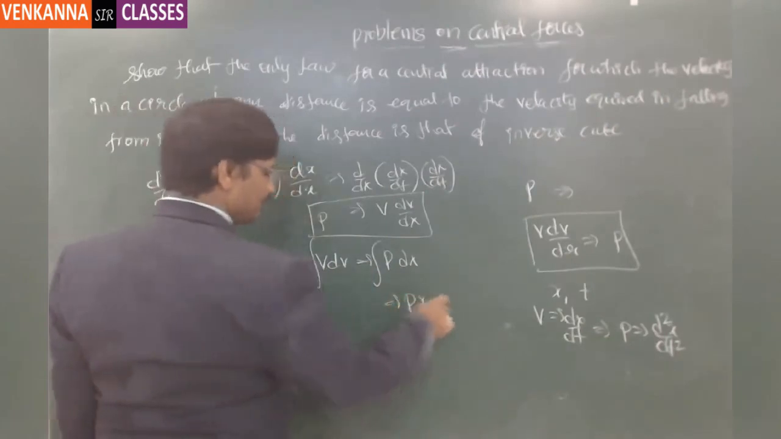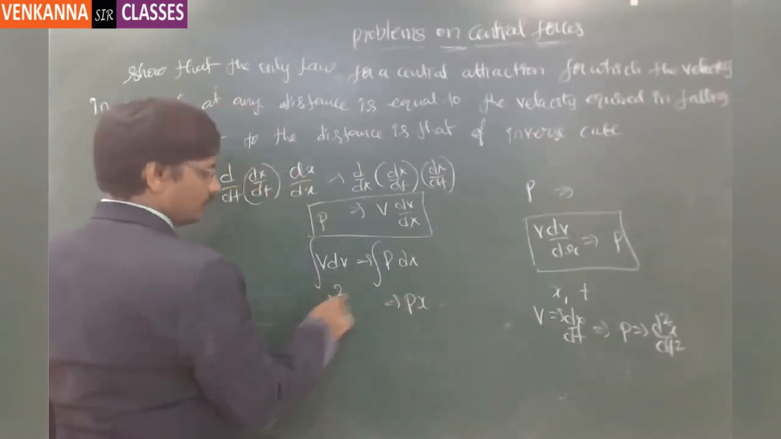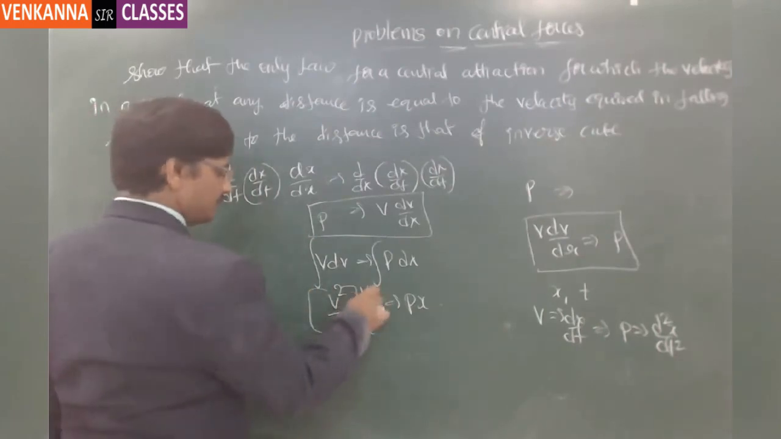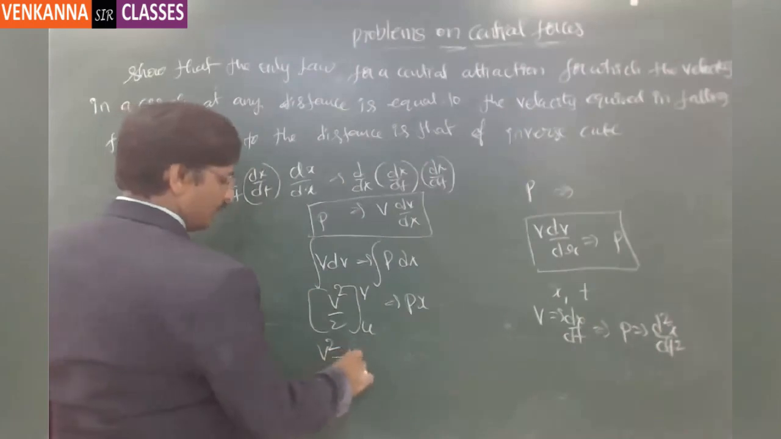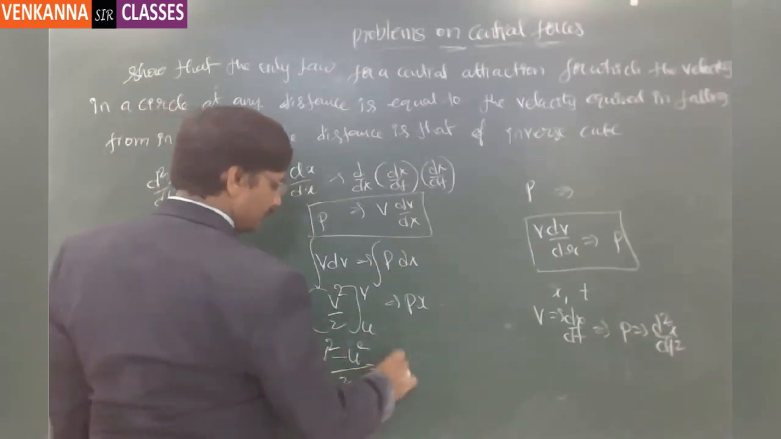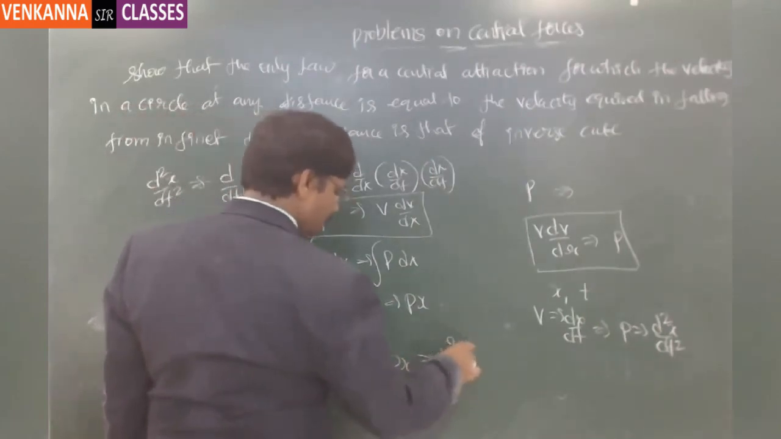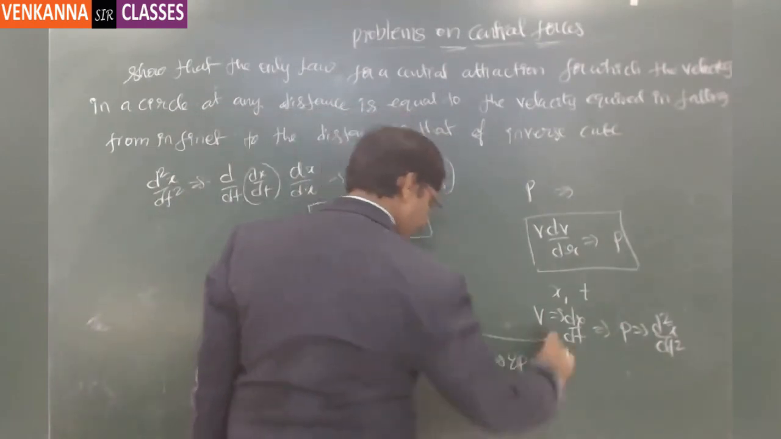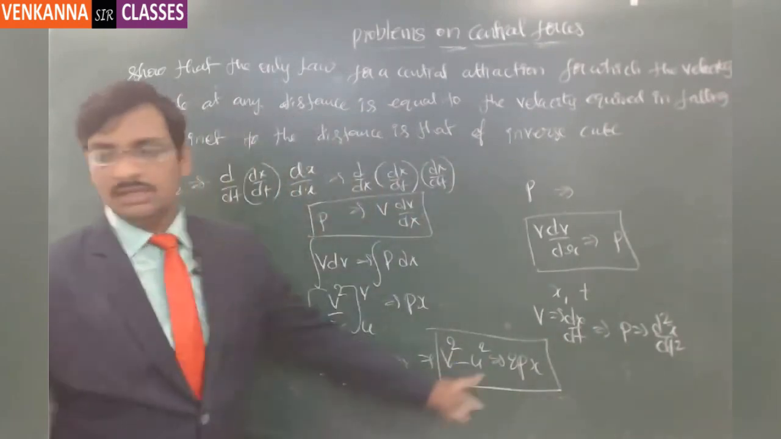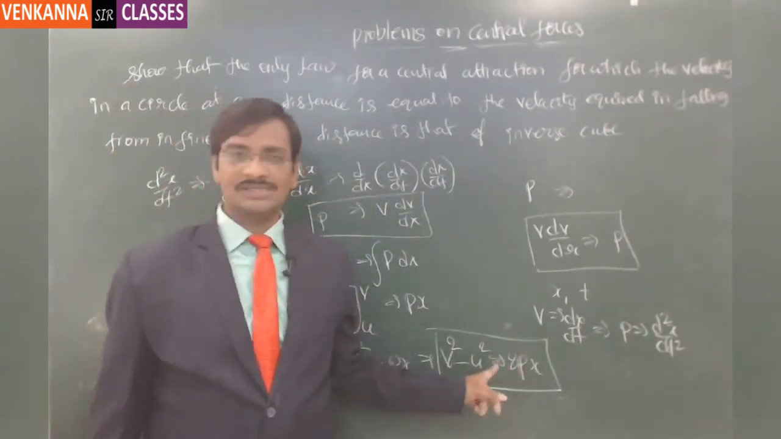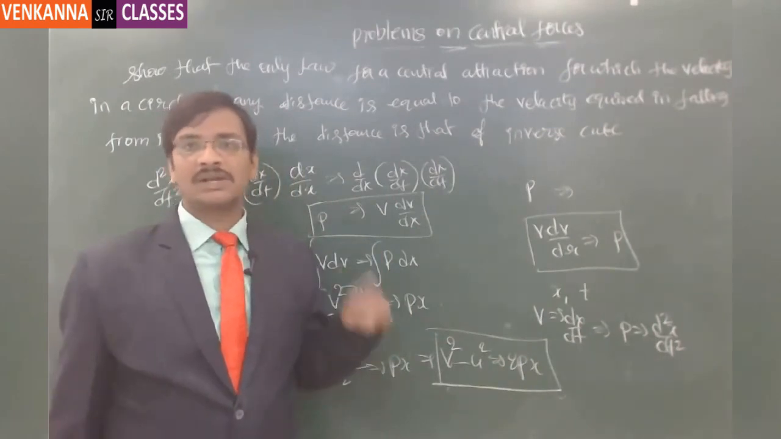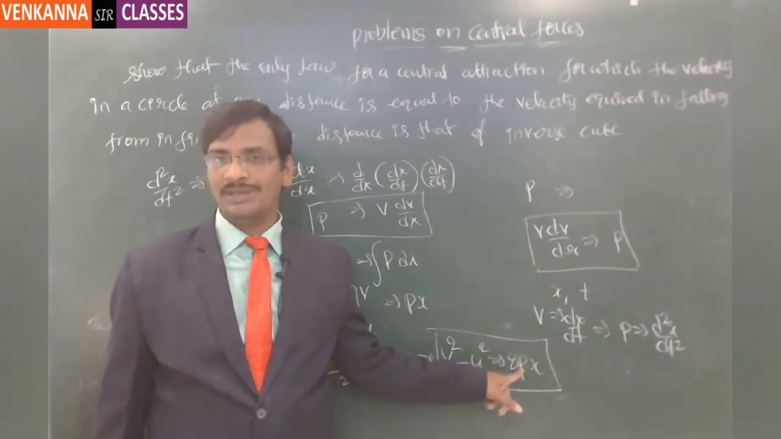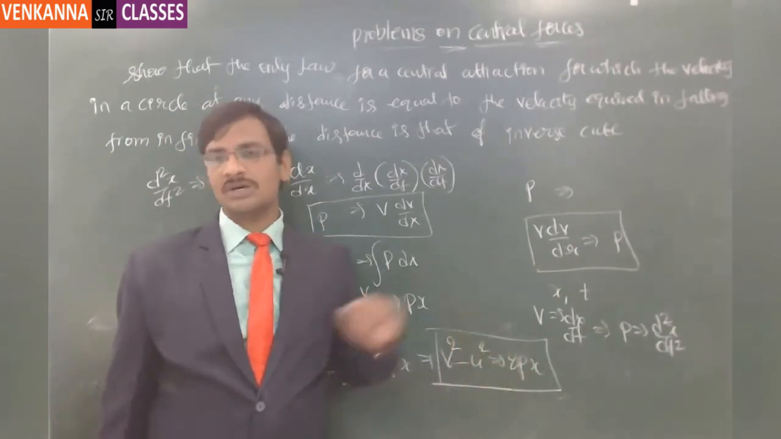Then px is equal to v square by 2, and let us say the initial velocity is u and the final velocity is v. Then (v square minus u square) by 2 is equal to px, or v square minus u square is equal to 2px. So this is the velocity relation, which you might have learned already. With a constant acceleration of p, v square minus u square is equal to 2ax, or 2px. This is a fundamental relation for constant acceleration.